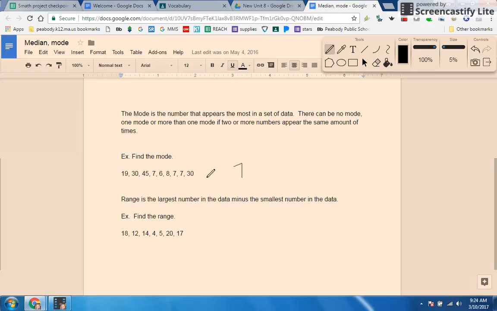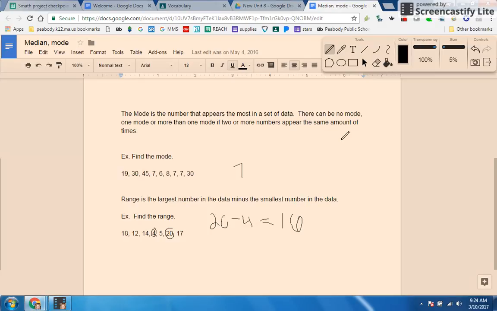I find this to be the easiest one. All you do is find the largest number in the data, the smallest number in the data, and subtract them. So for this one, looks like the largest number is 20, smallest number is 4. So you would just do 20 minus 4. So your range would be 16. So it's just largest minus smallest.